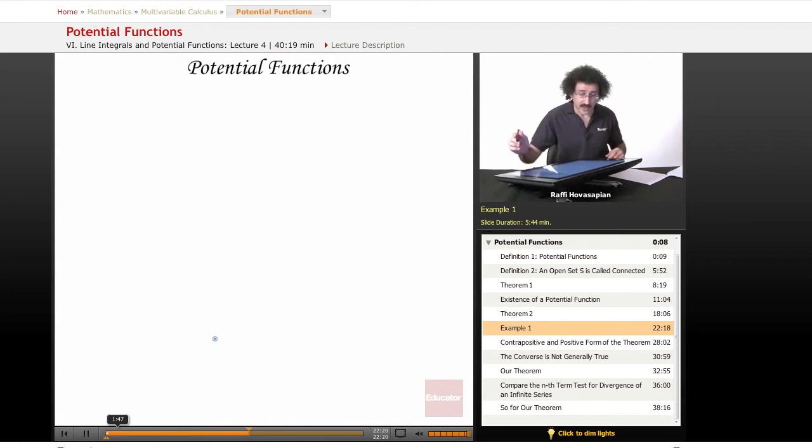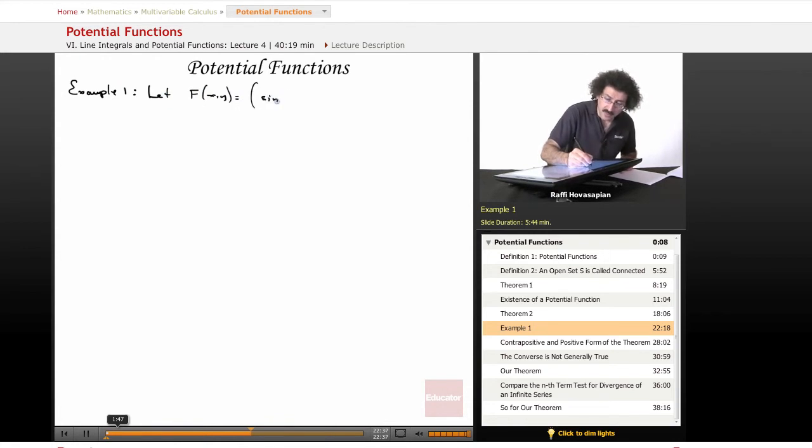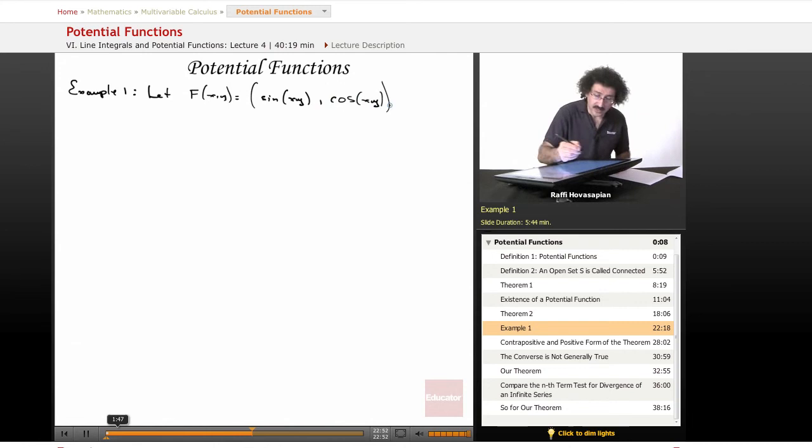So let's just do an example real quickly, and then we'll continue on with a discussion of the subtleties of the mathematical logic involved here. So example number 1, let f of x y equal sine of xy, cosine xy. So that's our vector field. This is our f and this is our g.